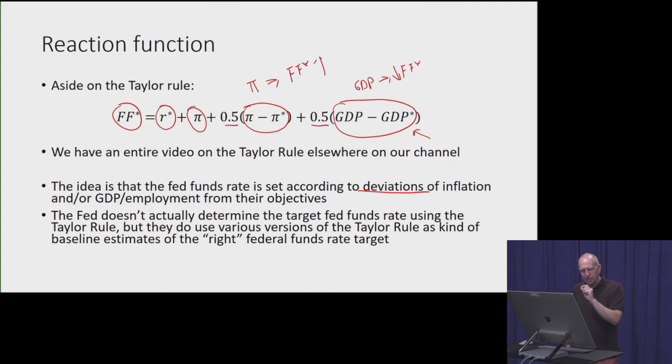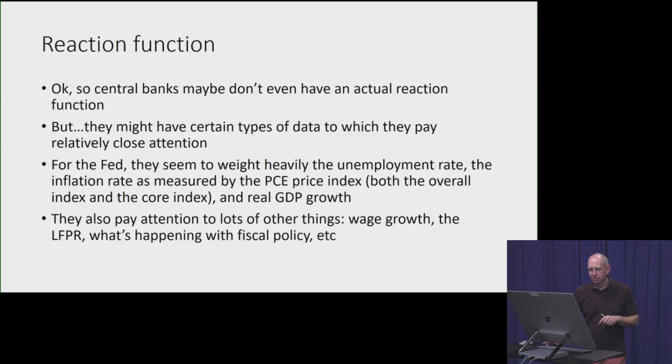So here's the key point I want to make: the Fed uses the Taylor rule to set the federal funds rate, but what they do is they have a number of variations of the Taylor rule to help them provide what might be thought of as a baseline to think about what the right federal funds rate might be. They don't have an actual reaction function, but there are certain types of data that we know that particular central banks pay a lot of attention to.